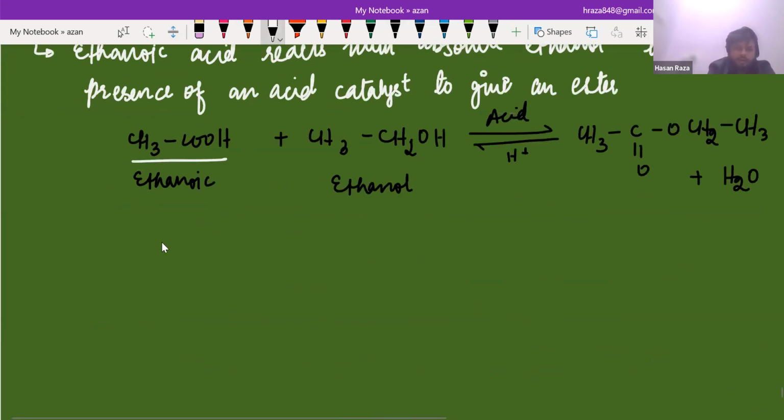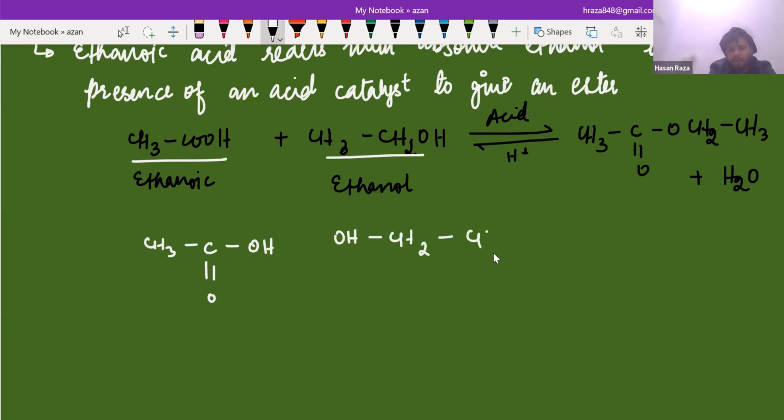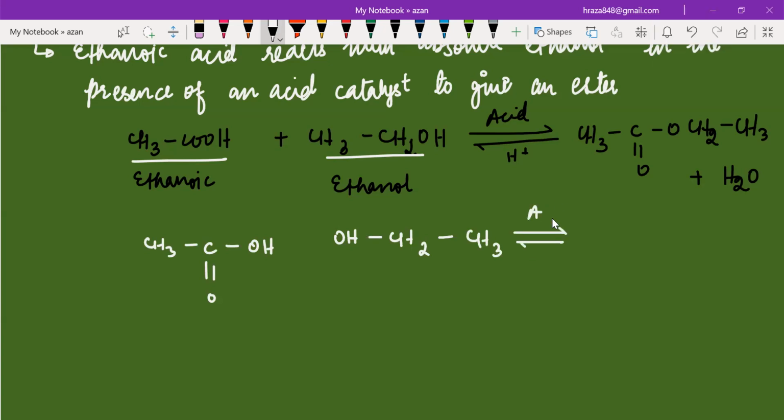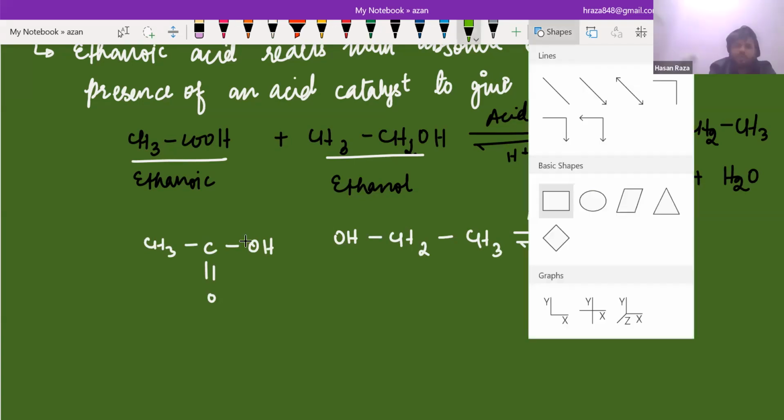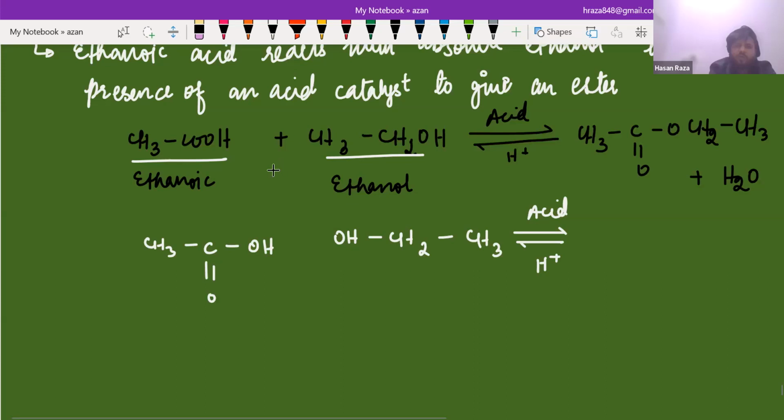Can I write this CH3 C double bond OH as it is? And I'm going to write it in reverse like this, OH, and then CH2CH3. Is there any doubt in this? Can I write this? Yes or no? Yes, sir. Now see what you need to do. Just remove water. And how are you going to remove water? Okay, I'm going to write it like this. Now remove water.